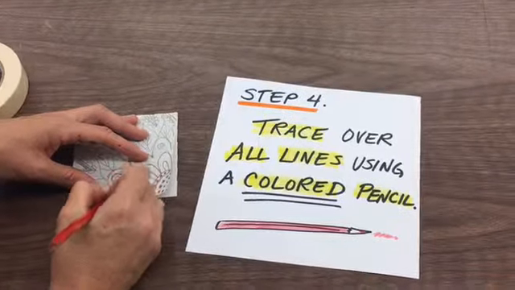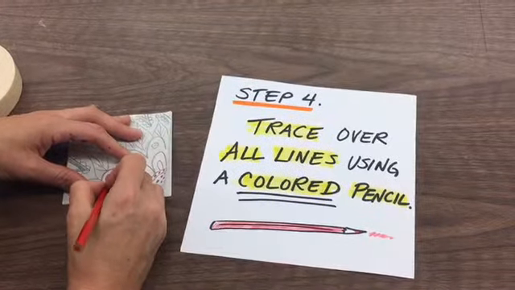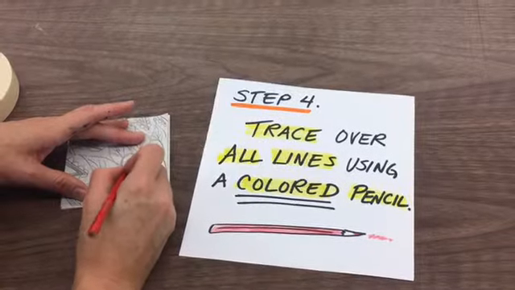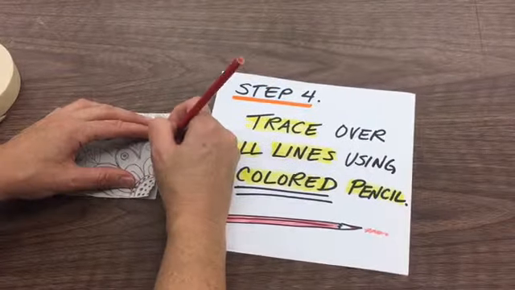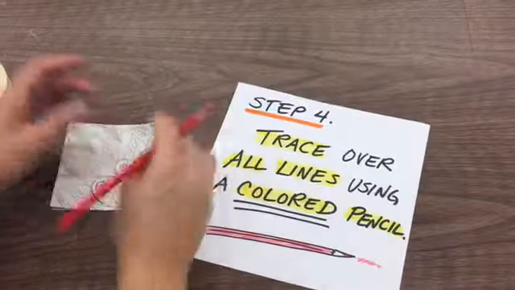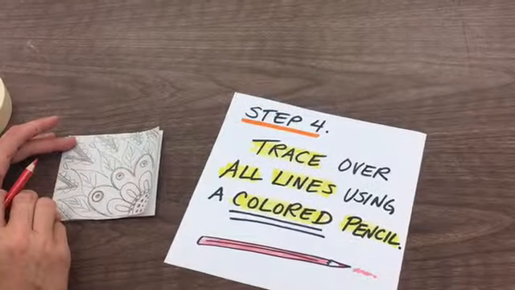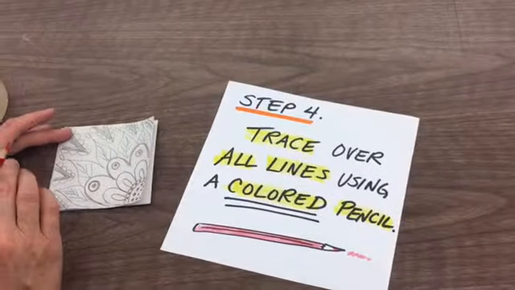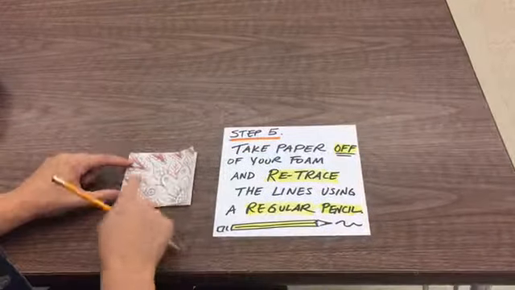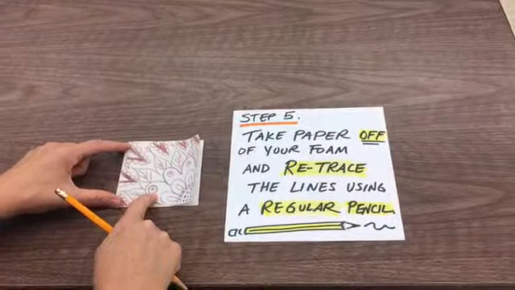If I had any lines that were thicker, just kind of go over them a little bit more. Maybe I want to fill in those dots. Okay, going in, filling those in. Just go over those lines a couple times, the thicker lines. And as you can see, I'm just going to keep going until I've completely covered this. Okay, so you see I have completely traced over all of my lines using the colored pencil.